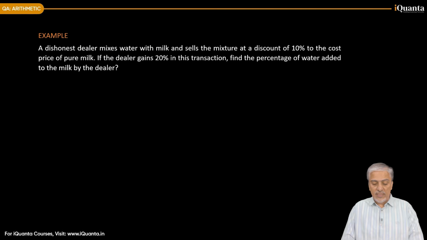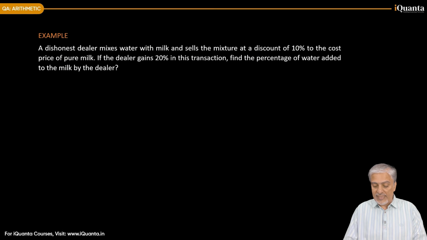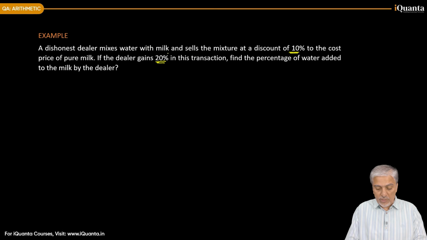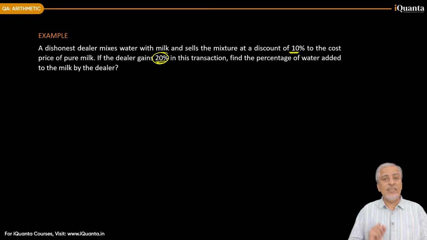A dishonest dealer mixes water with milk and sells the mixture at a discount of 10% to the cost price of pure milk. If the dealer gains 20% in this transaction, find the percentage of water added to the milk by the dealer. So let's understand the question first. He's adding water, we don't know how much, to milk. And then he tells the customer, see, I'm a very nice man, I'm giving you milk at 10% discount to whatever the price of milk is. With all this, he still makes a profit of 20% because he has mixed water. We need to know the percentage of water which he added to milk.